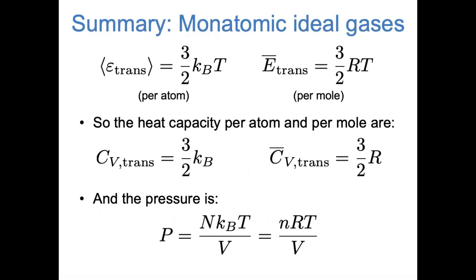Here's a review of some of the major results we arrived at in this video for monatomic ideal gases. The average energy of an atom is 3/2 kBT, so the molar energy is 3/2 RT. The heat capacity per atom and per mole are 3/2 kB or 3/2 R. And we showed that we can derive the ideal gas law for a monatomic ideal gas from the particle in a box model and the translational partition function.